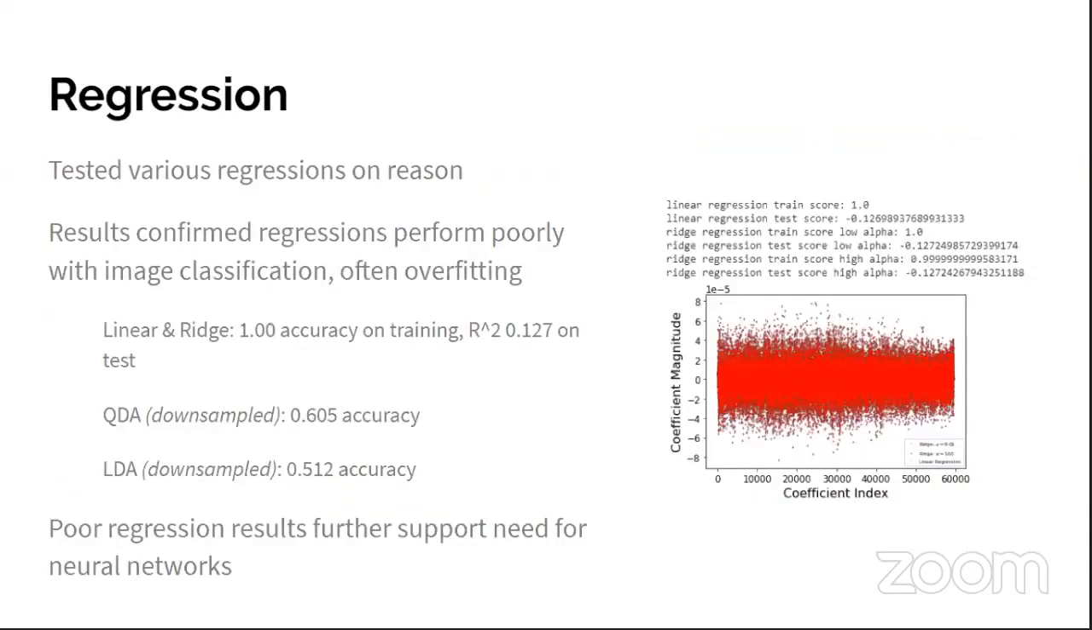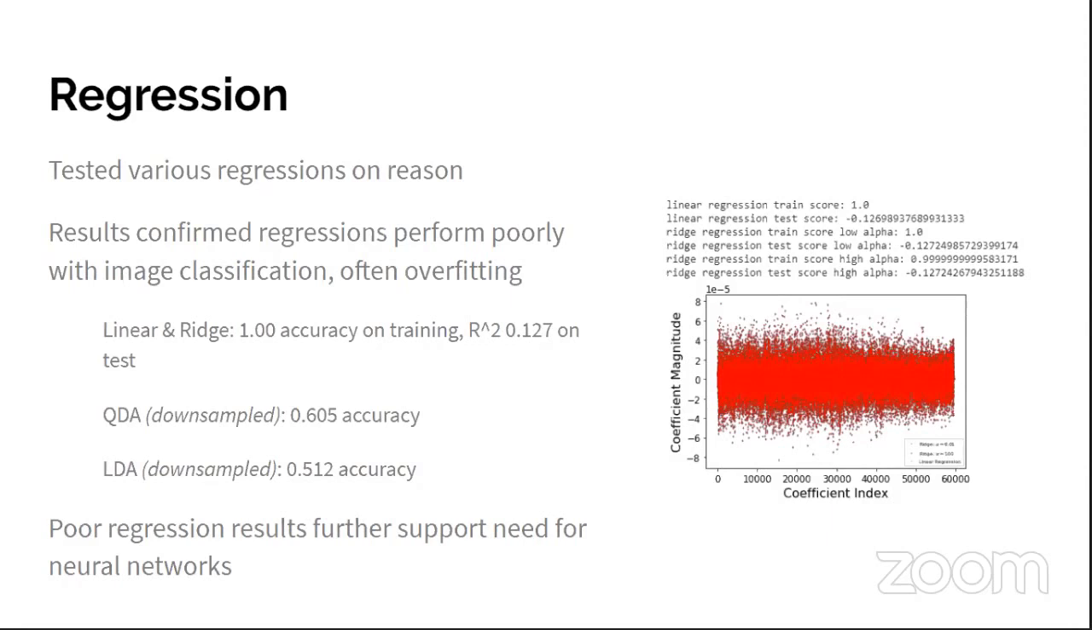We structured the way we looked at this project similar to how we did in class. So kind of going over some regressions to begin with, and expecting that these would fail or perform pretty poorly, and justify why we wanted to use neural networks on image classifications. So we tested out various regressions using the reason type classification, like we discussed on the prior slides. And the results pretty much confirmed what we were expecting.